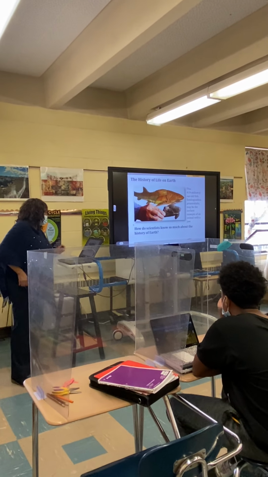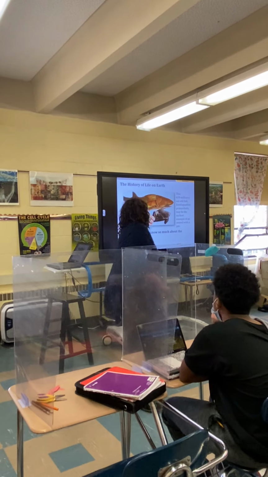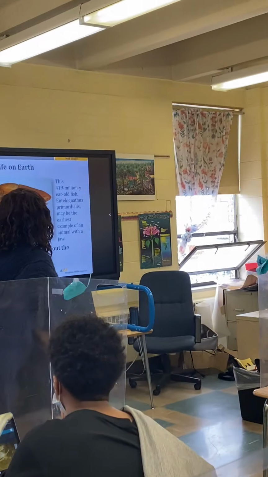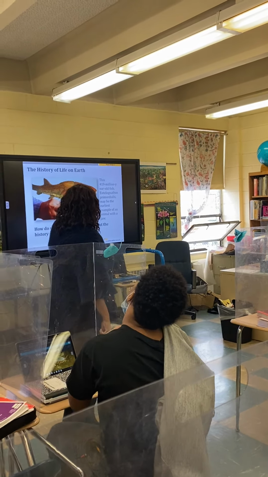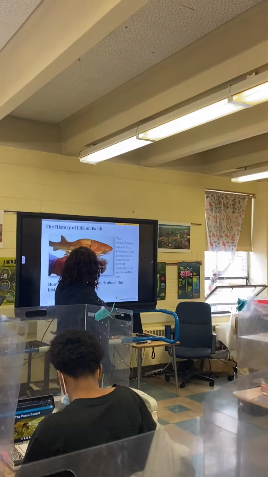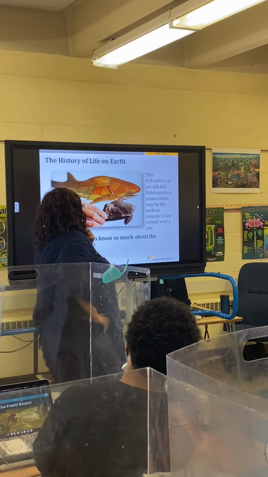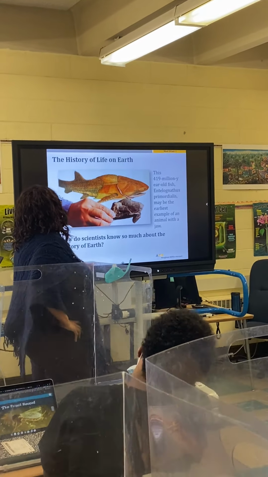The history of life on Earth. I was looking at some of the words, and they're really a tongue twister. So, this 419 million year old fish, and I was trying to pronounce it, may be the earliest example of an animal with a jaw. How do scientists know so much about the history of Earth?